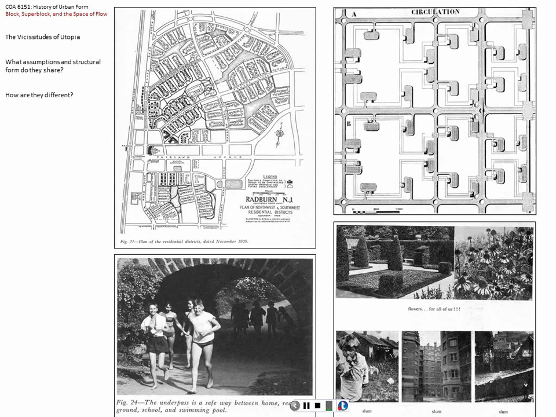Now, if we contrast this or compare this to Ville Radieuse, what we see is not as much difference as we might think. What we actually have is something where there are certain things they agree on. One is the interior of the block is cleared out for green space. We have these very large blocks, super blocks, hierarchy of traffic, in this case little cul-de-sacs, entering into what Le Corbusier called autoports, which were parking decks. The goal is flowers for all, the elimination of slums.